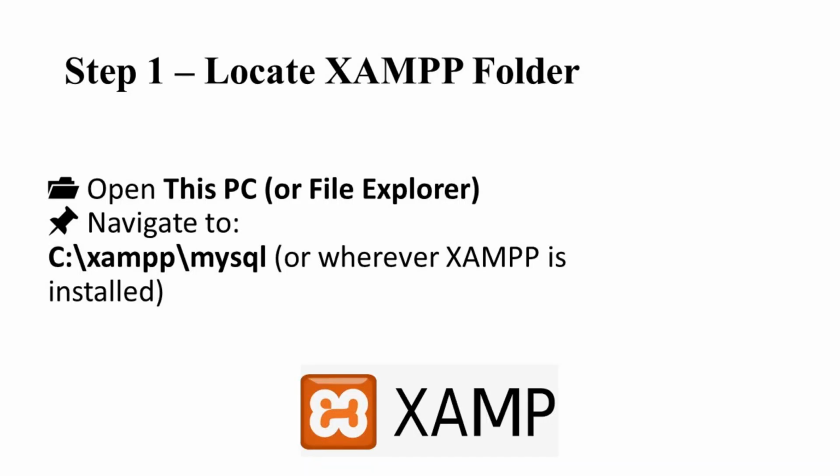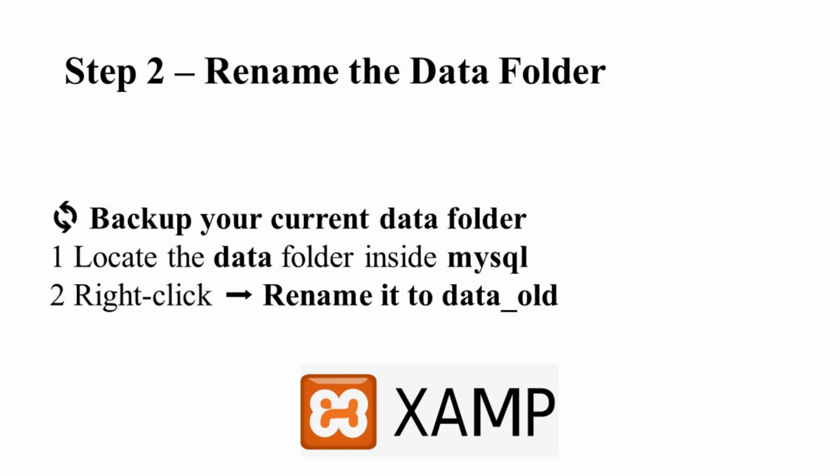First, you gotta locate your XAMPP installation. So you gotta open This PC or File Explorer, navigate to the directory where XAMPP is installed. By default, it's usually at XAMPP. Open the MySQL folder, rename the current data folder. Inside the MySQL folder, locate the data folder, right-click on it and select Rename. Change the name to data_old. This keeps a backup of your current data.